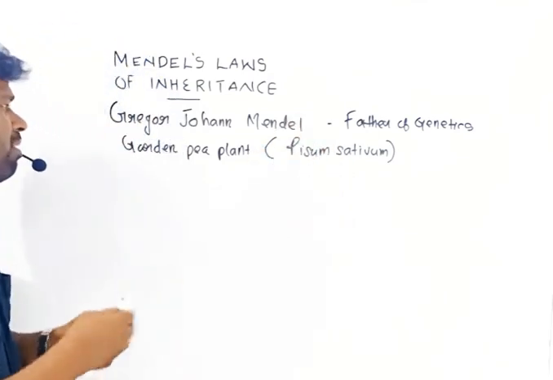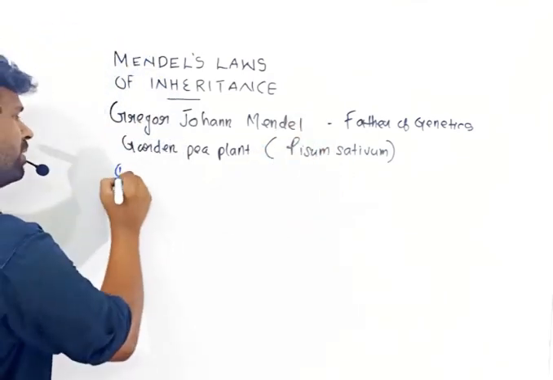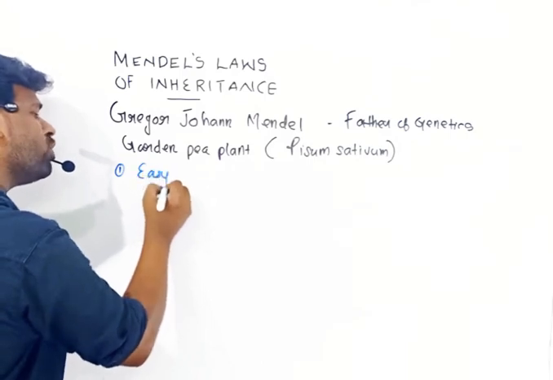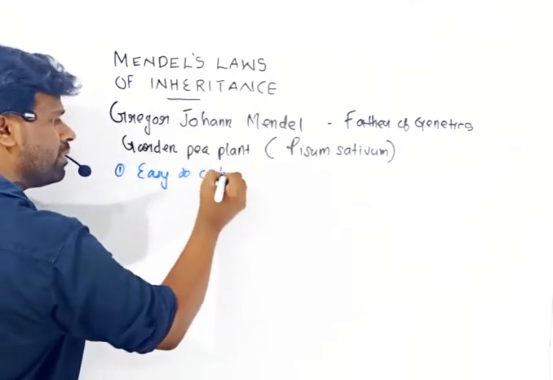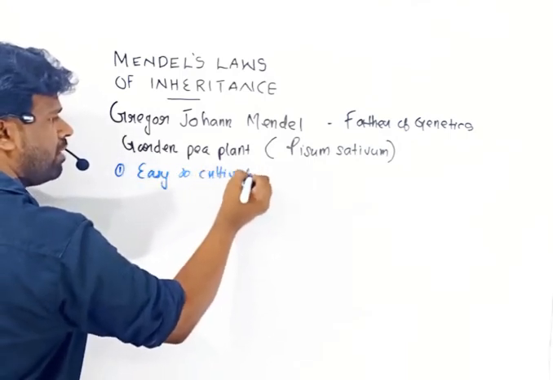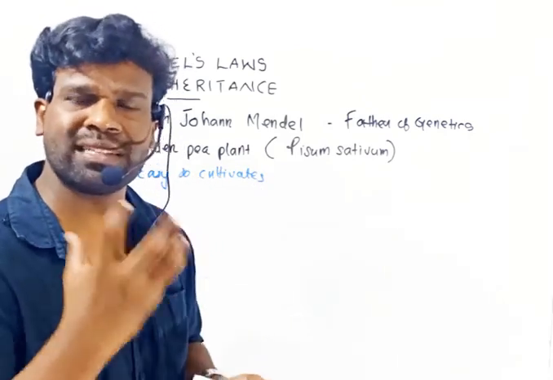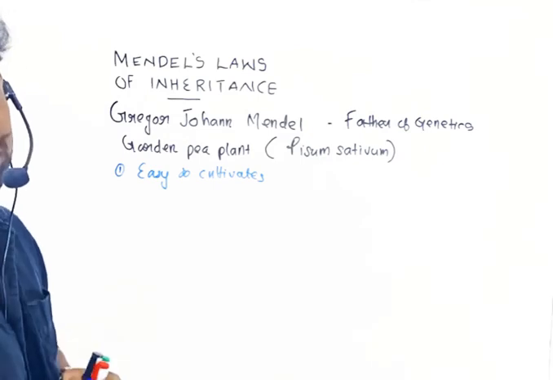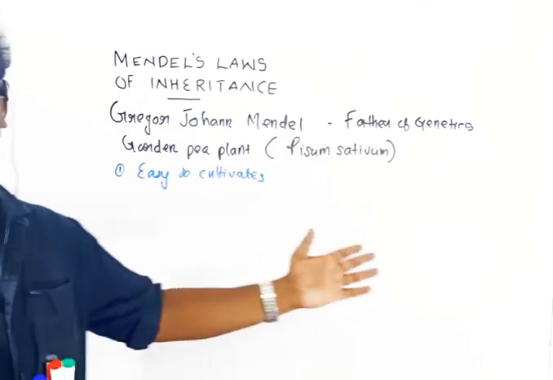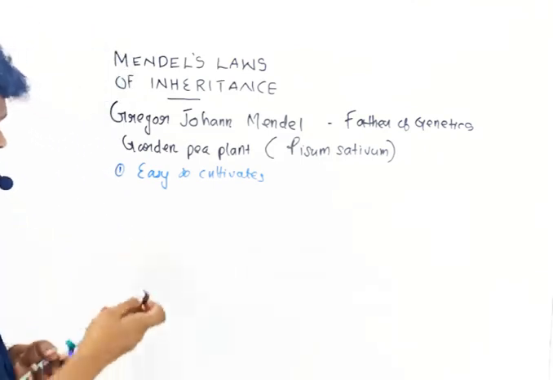The reasons are: very easy to cultivate. These plants were very easy to cultivate. This is one of the reasons for selecting this garden pea plant as his experimental material.